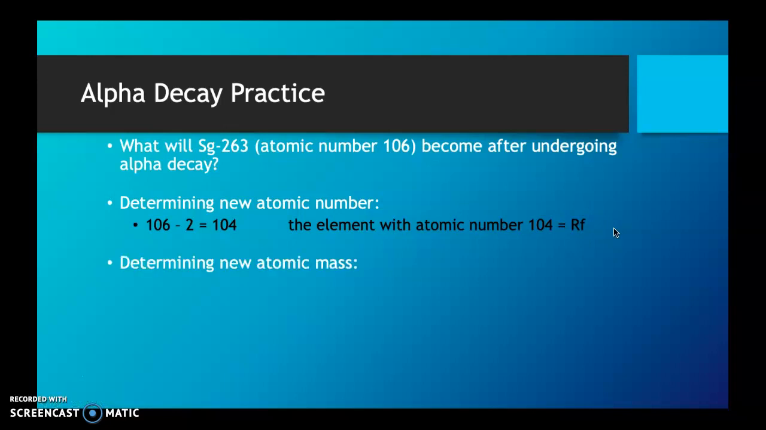Now I need to determine the new atomic mass. I gave you the mass of 263. If it's alpha decay, it lost 2 protons, 2 neutrons. That means it lost a mass of 4. 263 minus 4 is 259. So my new element is Rutherfordium 259.